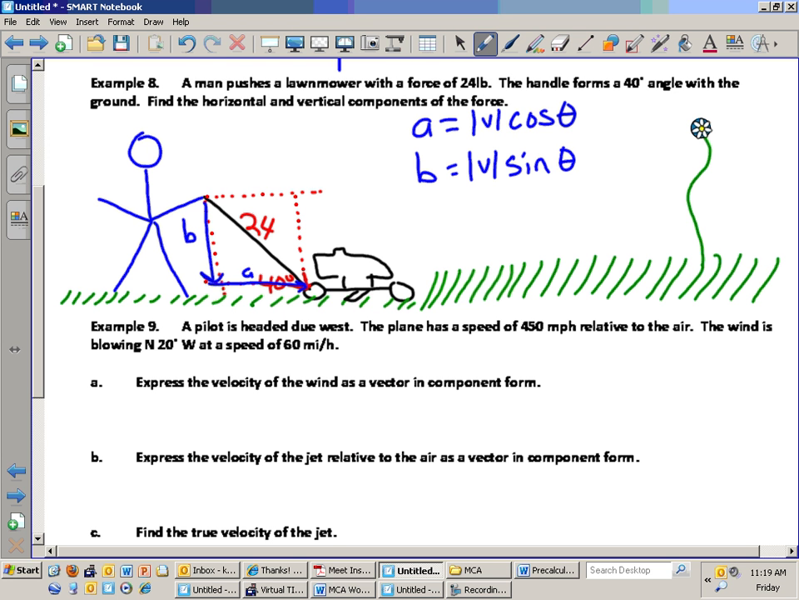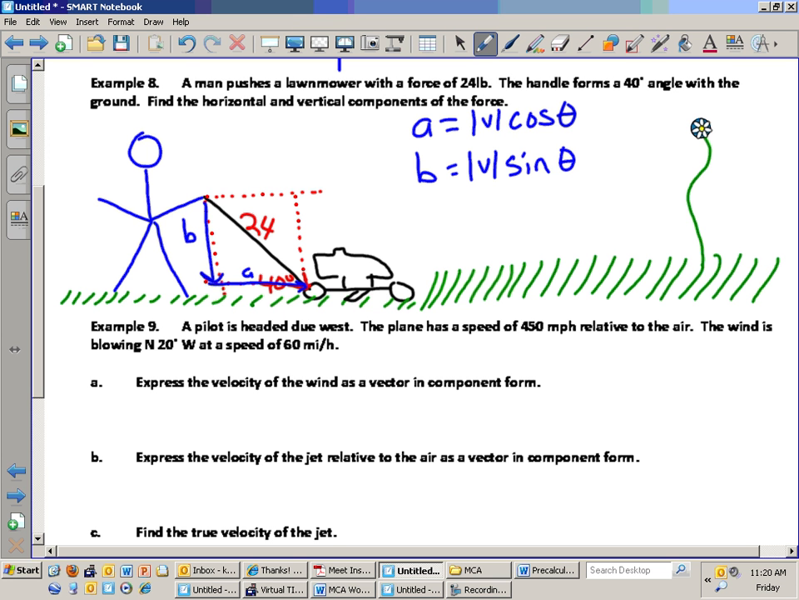Well, that shouldn't be that surprising. Look at our drawing. You have a 40-degree angle. Tell me, which trig ratio would you use to figure out A if you were given 24? You would use cosine. You would say cosine of 40 is equal to A divided by 24, and you would solve. Similarly, which trig function would you use to solve for B? You would use sine, opposite over hypotenuse.